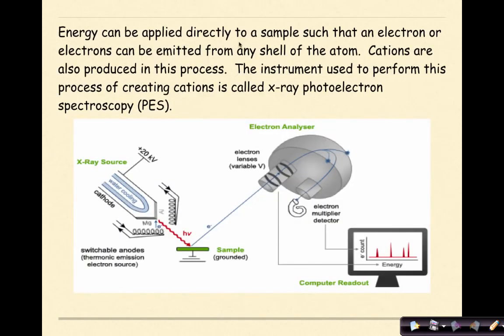Energy can be applied directly to a sample such that an electron or electrons can be emitted from any shell of the atom. Note again, any shell of the atom, not just valence electrons. Cations, or positive ions, are also produced in this process. The instrument used to perform this process of creating cations is called X-ray Photoelectron Spectroscopy, or PES.